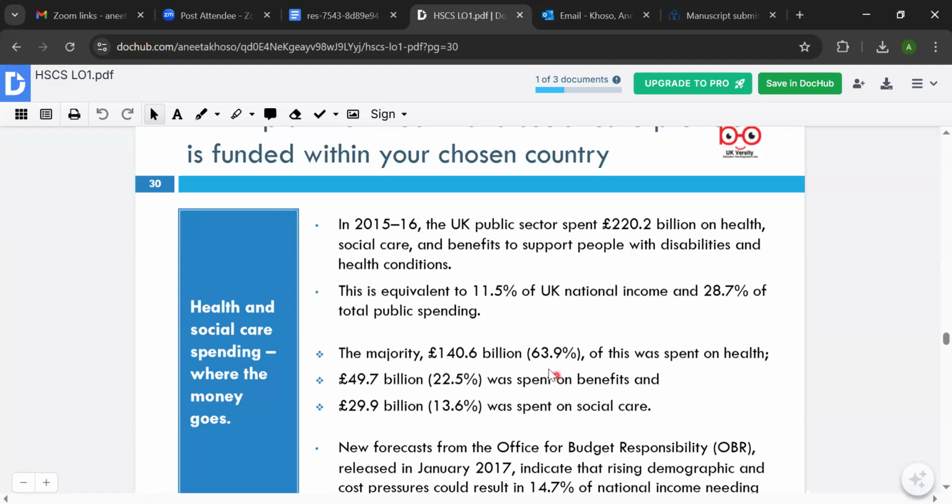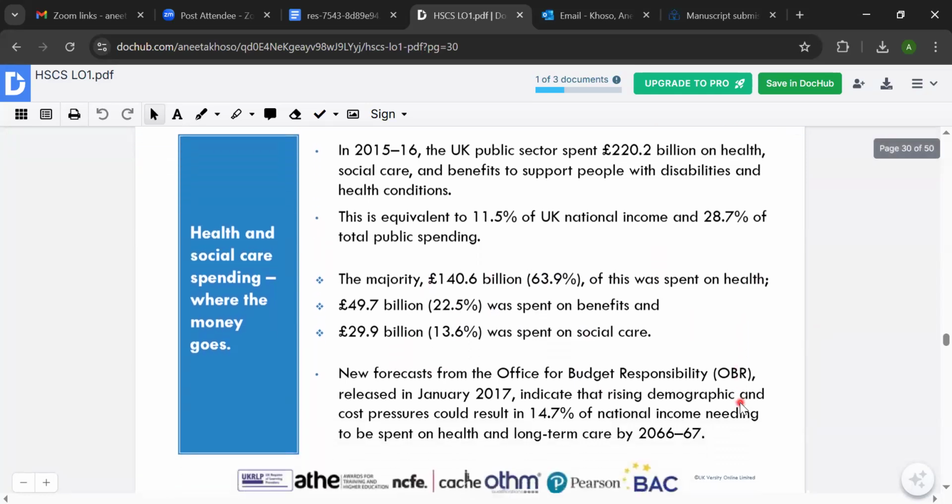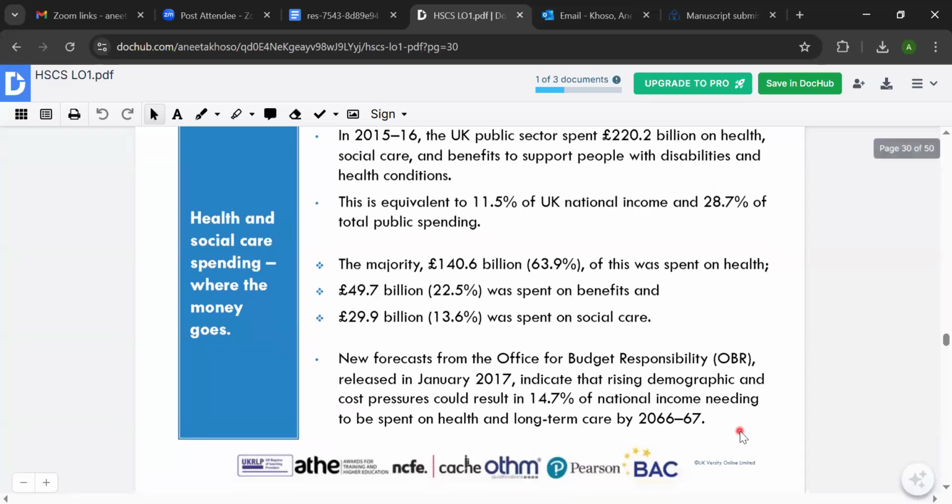The majority, 140 billion or 63.9%, almost 64%, of this was spent on health. Benefits got 49.7 billion pounds and social care received 29.9 billion pounds. New forecasts from the Office for Budget Responsibility, OBR, released in 2017 indicate that rising demographic and cost pressures could result in 14.7% of national income needing to be spent on health and long-term care by the years 2066 to 67.